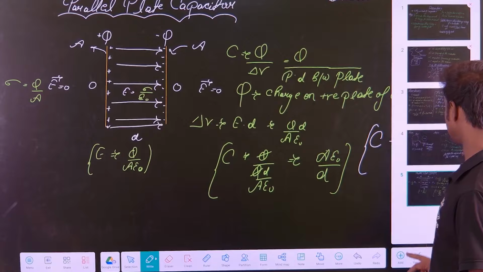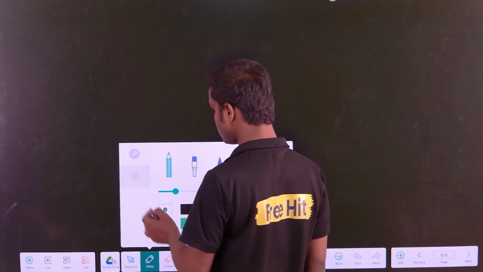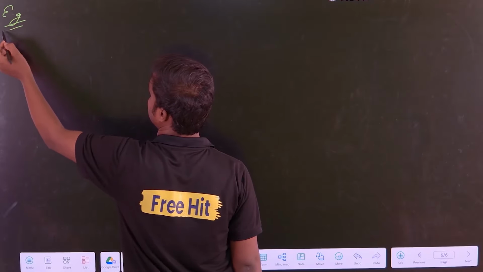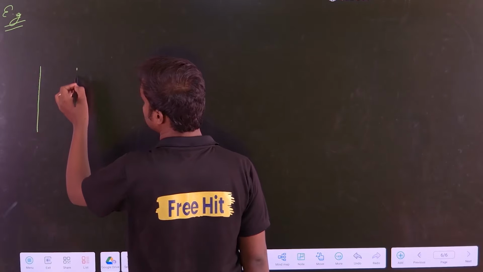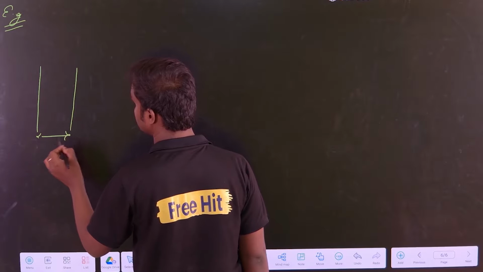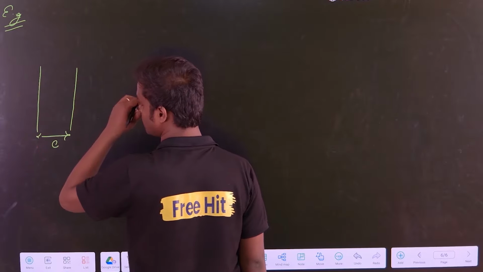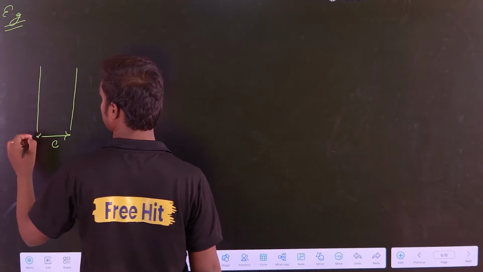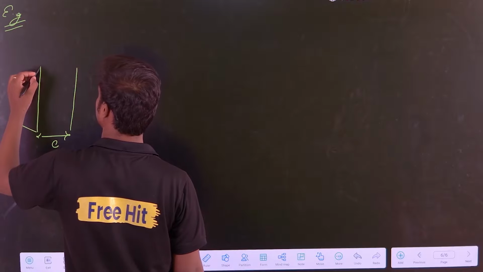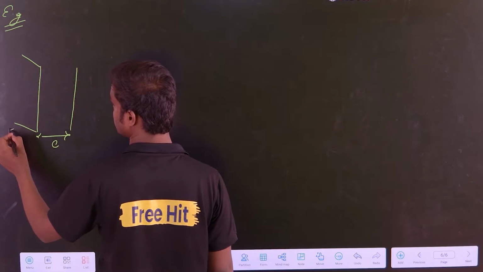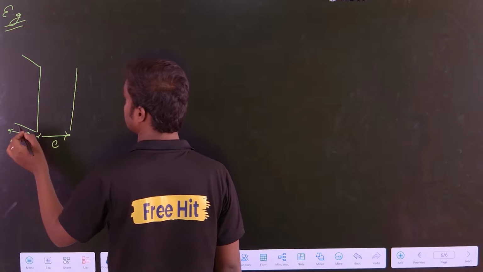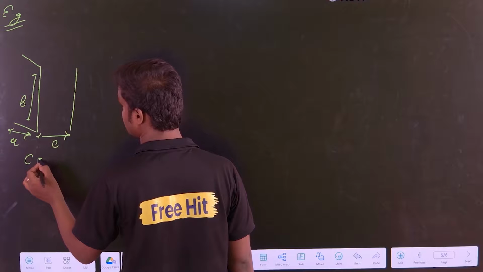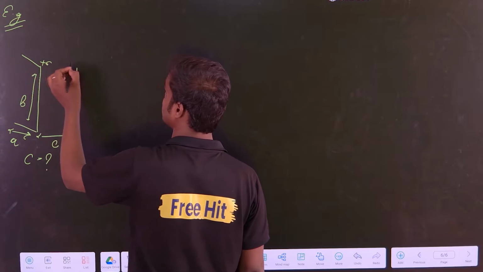If I ask you a simple question, suppose I give you a parallel plate like this. Suppose this length is a and this length is b, and this distance is c, and I want to calculate the capacitance for this. Can you tell me? Suppose this is plus sigma, this is minus sigma.